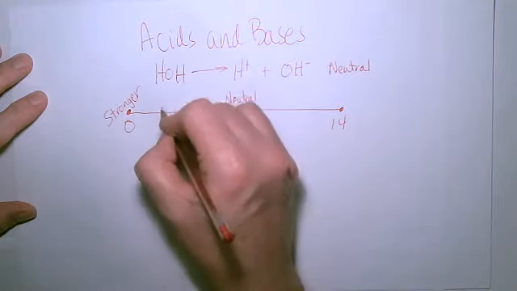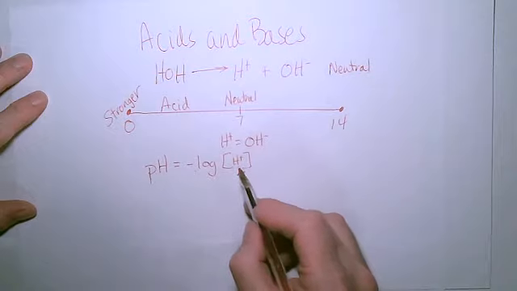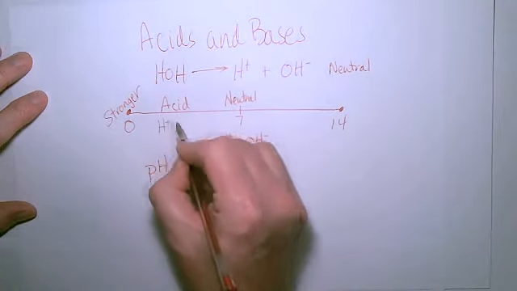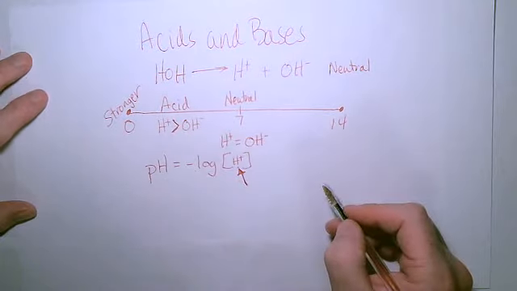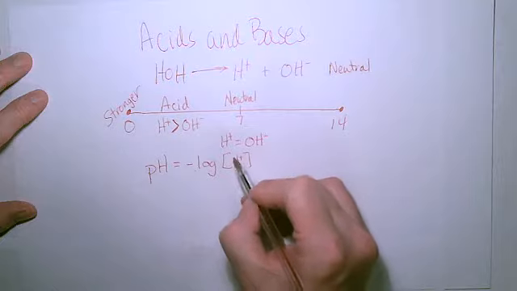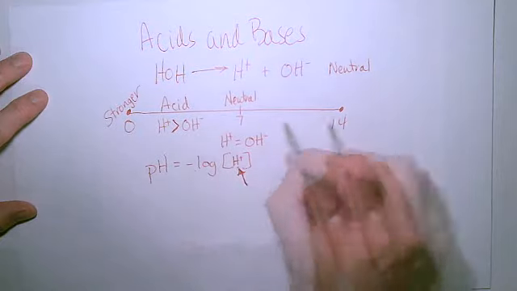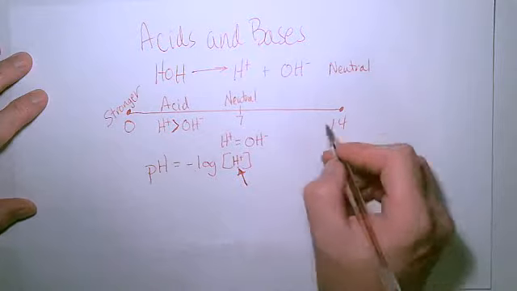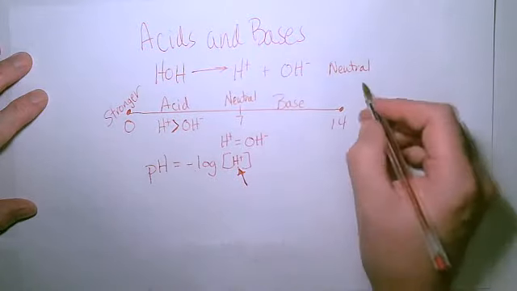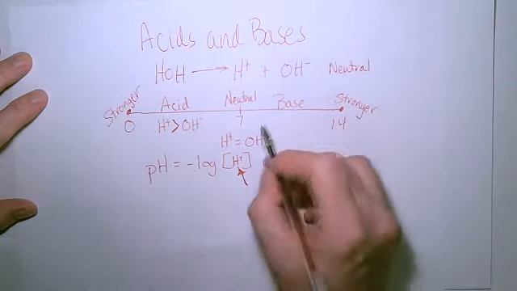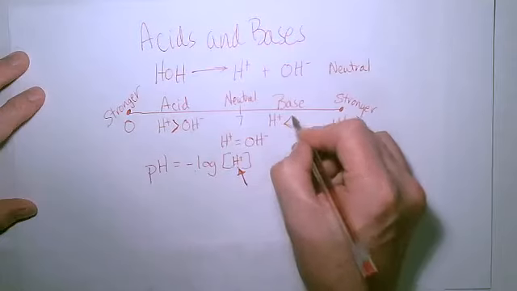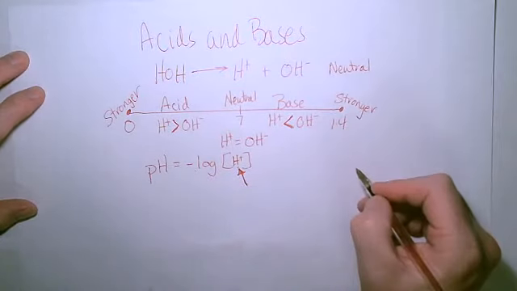So 0 to 7 is going to be acidic, with the hydrogen ions being greater than the hydroxide ions in that particular solution. Now, as this hydrogen ion number gets smaller, this negative log is going to cause the number to get closer and closer to 14. And this is what we call a base, or it's basic. And the stronger base is closer to 14. So the closer you get to 14, the stronger the base gets. And here, the hydrogen ion concentration is less than the hydroxide ion concentration.